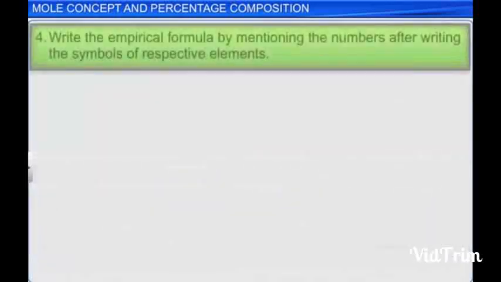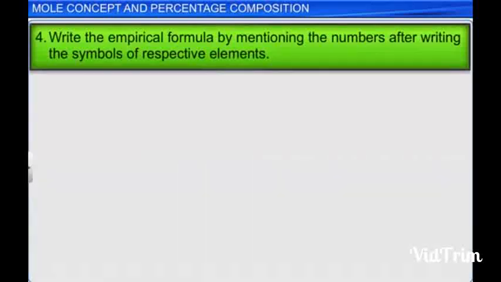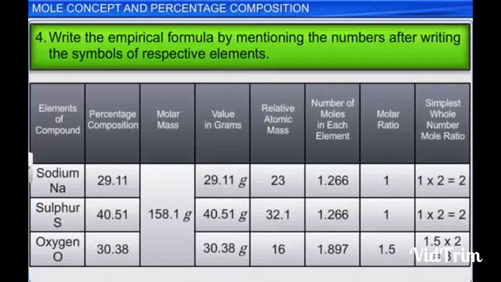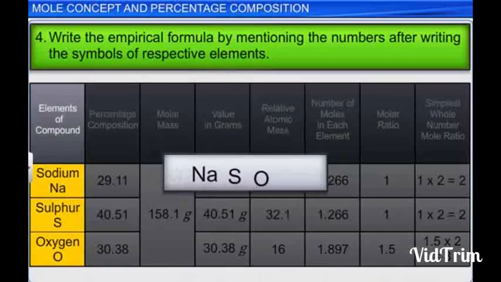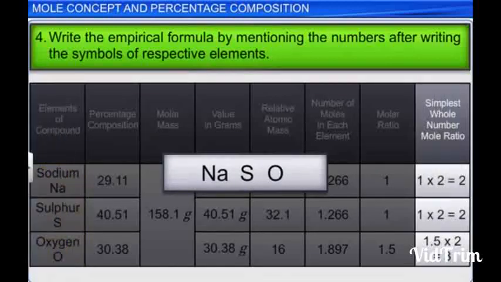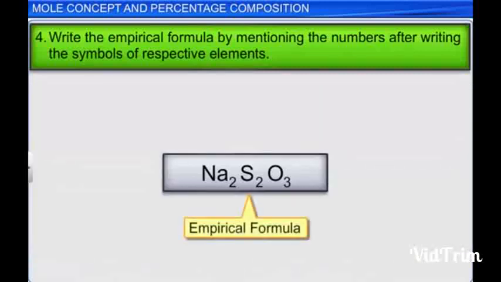Write the empirical formula by mentioning the numbers after writing the symbols of respective elements. First, write the element symbols next to each other. Then, insert the obtained numerical value of the simplest whole number ratio at the lower right-hand corner of each symbol. This gives the empirical formula of the compound. That is, Na2S2O3. Now, let's see the steps to determine the molecular formula.